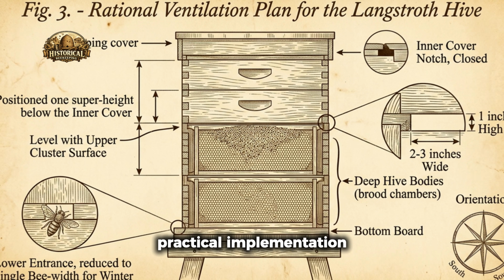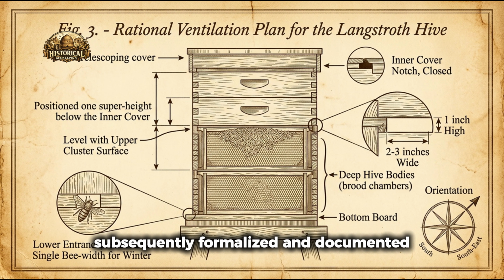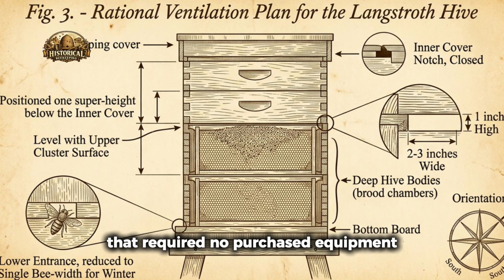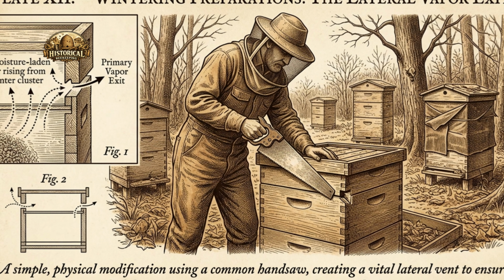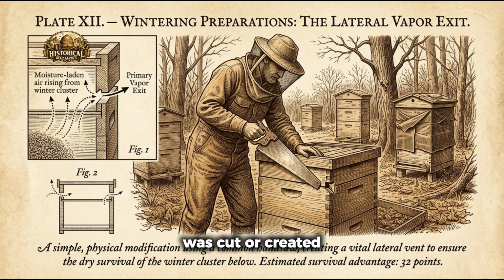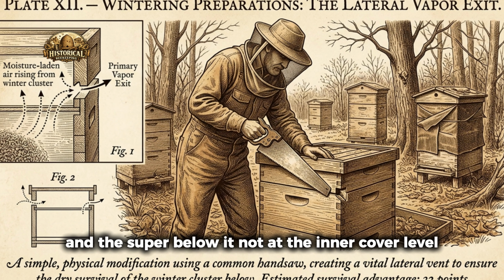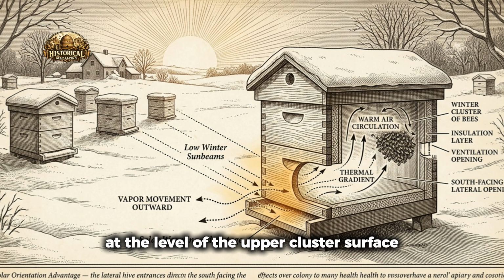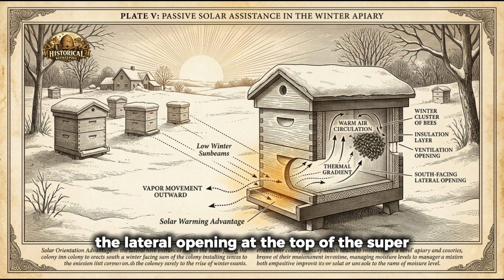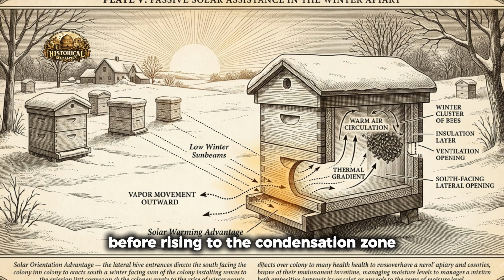The practical implementation that the 1921 Manitoba producers were using, and that the Ontario research subsequently formalized and documented, involved a specific modification to the hive configuration that required no purchased equipment and no specialized materials. A notch or opening approximately 1 inch high and 2 to 3 inches wide was cut or created at the junction of the upper super's lower rim and the super below it, not at the inner cover level, but one super height below it at the level of the upper cluster surface. In standard Langstroth equipment, this placed the lateral opening at the top of the super immediately surrounding the winter cluster, where the warmest air was accumulating before rising to the condensation zone.